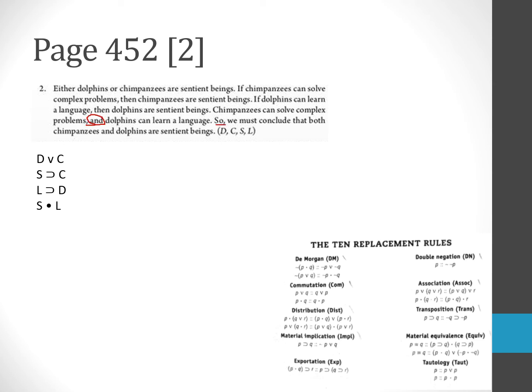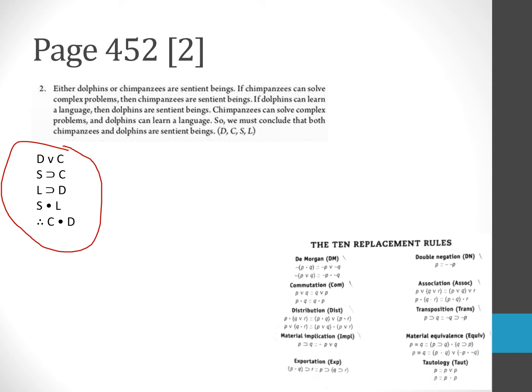Alright, and now our conclusion, indicated by so. We must conclude, also a conclusion indicator, that both chimpanzees and dolphins are sentient beings. So that's going to be C and D. Yeah. So here we have a four-premise argument, very simple in the translation, but we'll see how the proof goes.